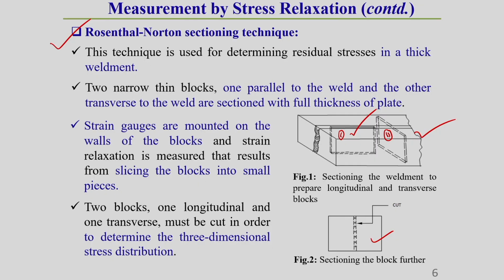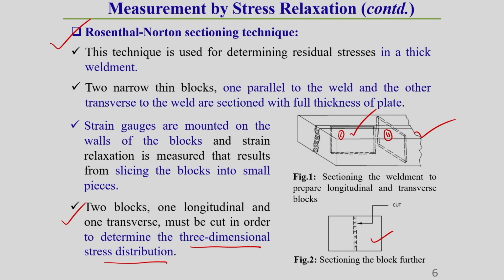So, here as we are using 2 blocks, by using 2 blocks, one stress distribution we can get along the horizontal direction, and due to another strain gauge in another section, we can measure the residual stress in the transverse direction. Also, depending upon the position of the strain gauge through the thickness, we can measure the through thickness residual stress also. That is why, at the last point, I have shown that 2 blocks, one longitudinal and the other transverse, must be cut in order to determine the 3-dimensional stress distribution. That means longitudinal, transverse, and through the thickness also we can measure.